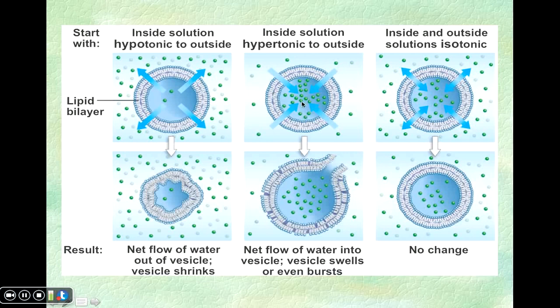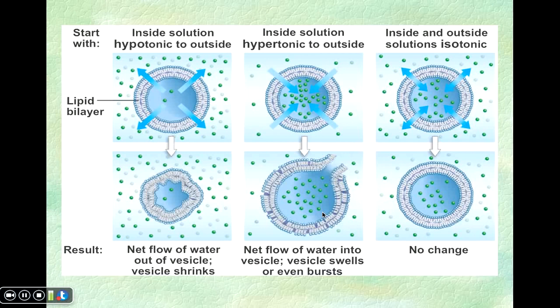In contrast, if we take a look at the middle panel, here we see a situation, again, a cell compared to its surrounding environment. Notice that the cell is hypertonic relative to the outside environment, which we would say would be hypotonic. Because the cell is hypertonic, it has a high concentration of solutes. Again, water can move in both directions, in and out, but the net movement of water will be into the cell toward that higher concentration of solutes. What will happen? Well, the cell might swell.